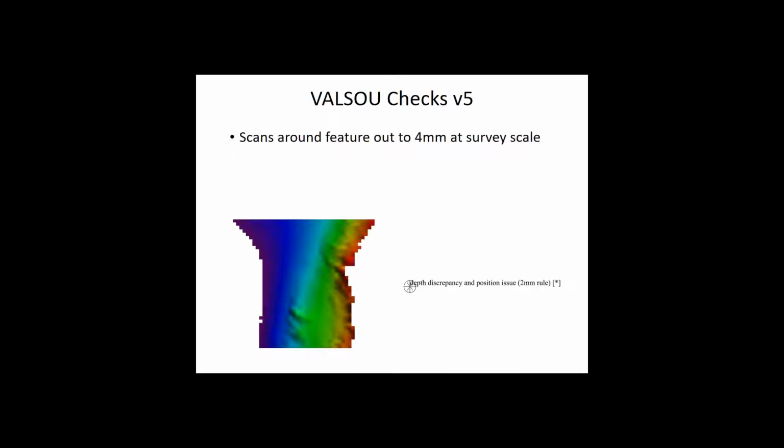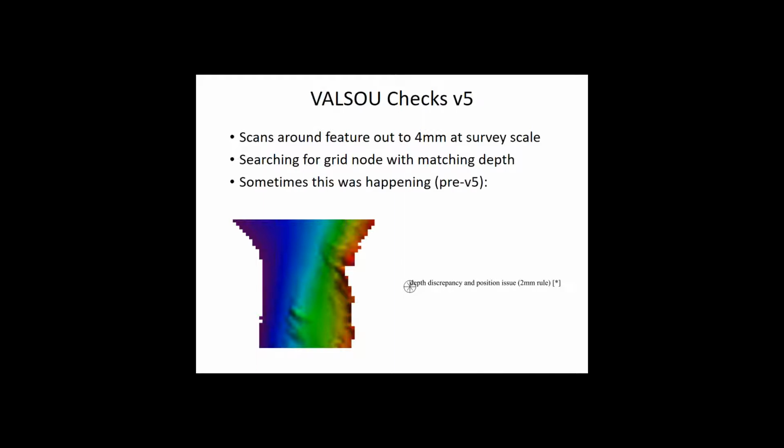what's happening is we're doing the scan during the valve style checks. It scans out to 4 millimeters at survey scale all around the rock, and it's searching for a grid node with that matching depth, right? And so sometimes this was happening. It scans around and it's finding some grid there, but not any grid that's directly underneath the rock. And so it's very unlikely it's going to find a depth match.